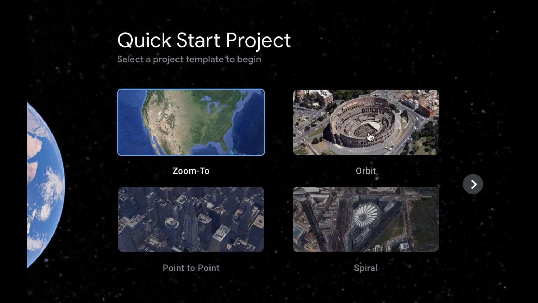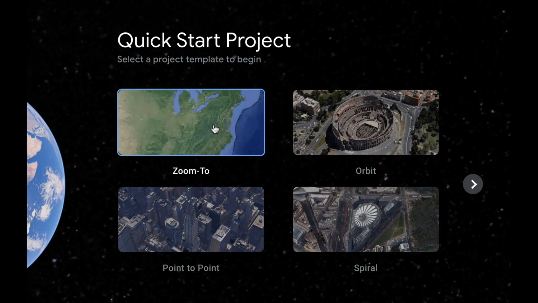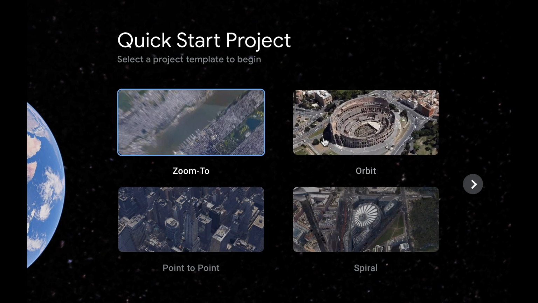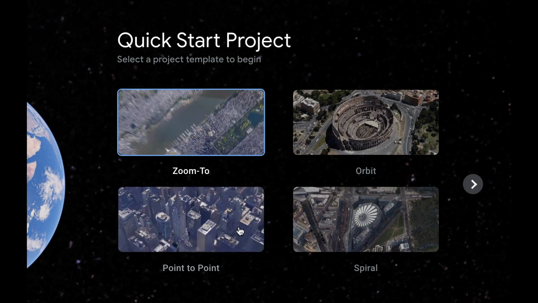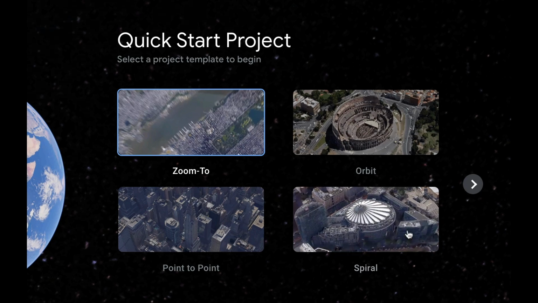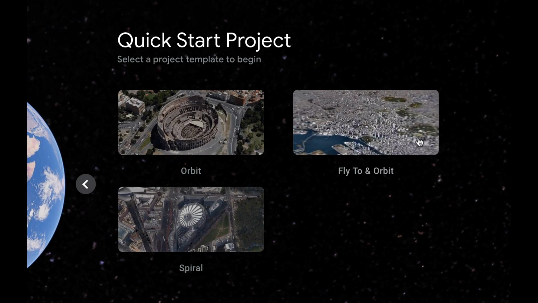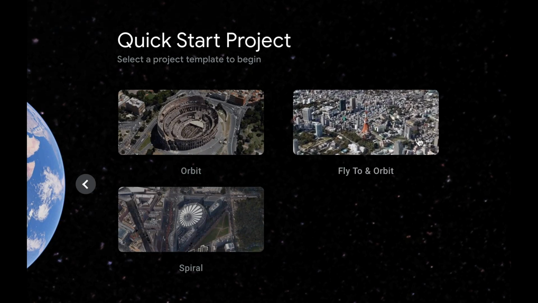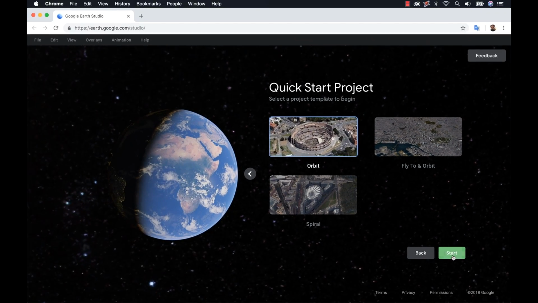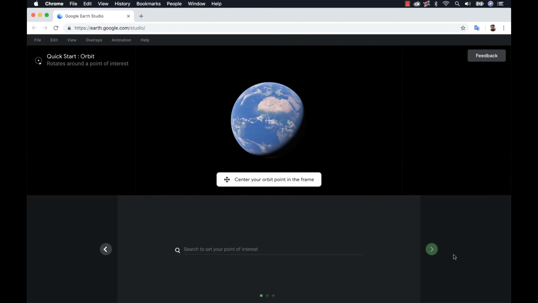So we have a couple of different options here. We have zoom to, which zooms in on a location. We have orbit. We have point to point. And we have spiral. And also fly to and orbit. So let's just pick orbit here. I'm going to click on orbit. This is going to create a new project.